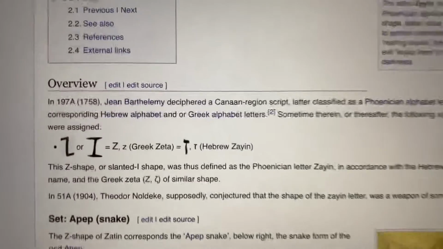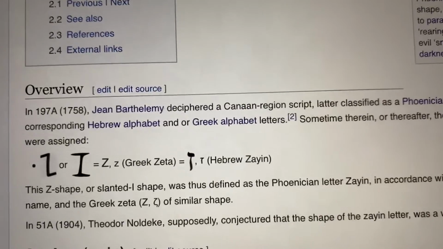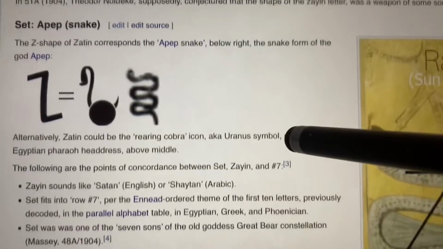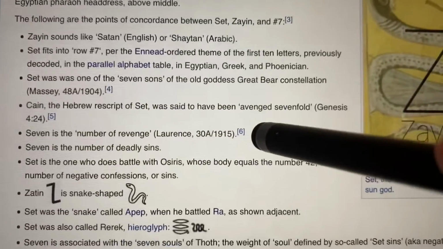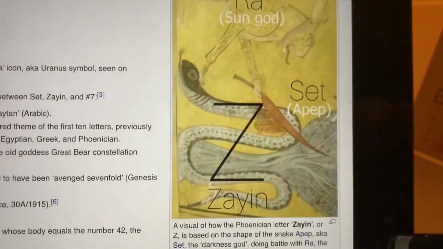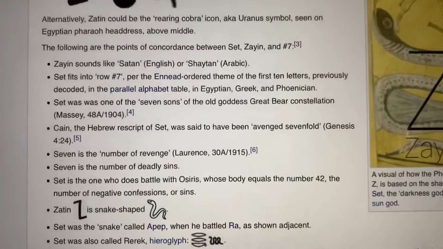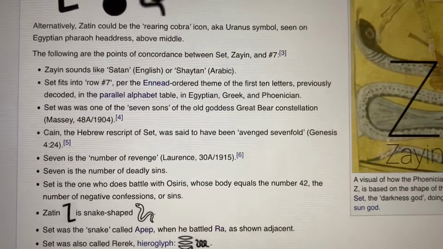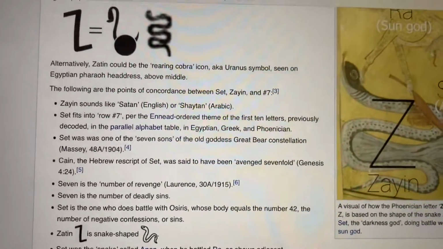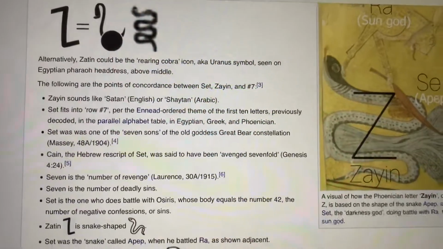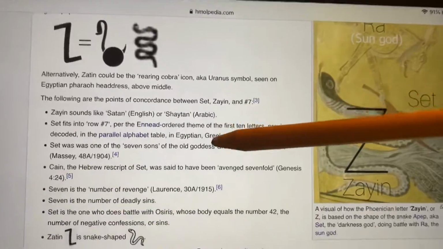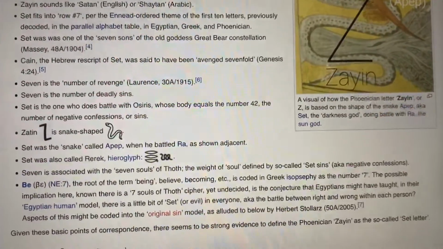And there's a number of different ciphers that point to the fact that letter 7 or Z connects with what's called Set in the form of the Apep snake in the shape of a Z. For example, 7 deadly sins, that Cain, who is the Hebrew rescript of Set, was said to have been avenged 7-fold, and a number of other ciphers that you can read through.